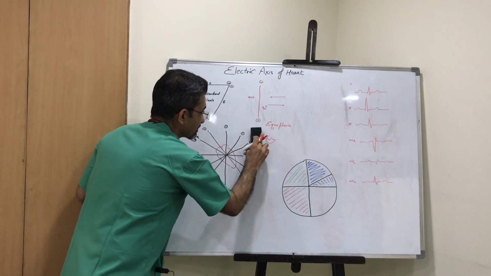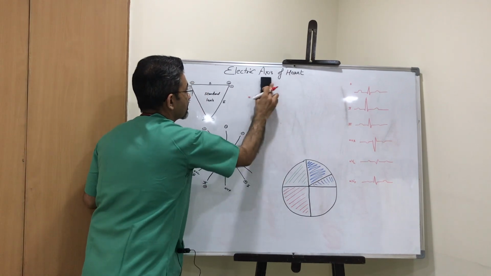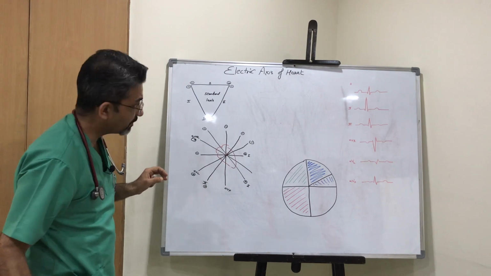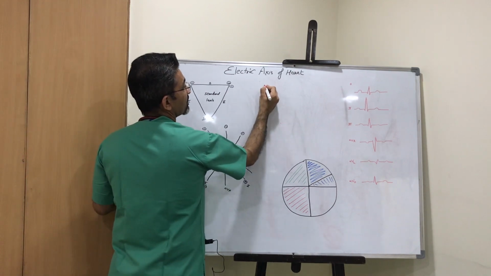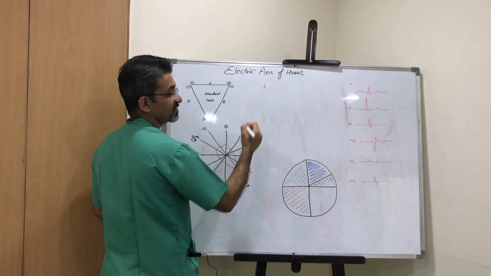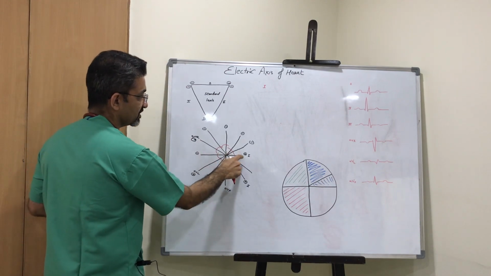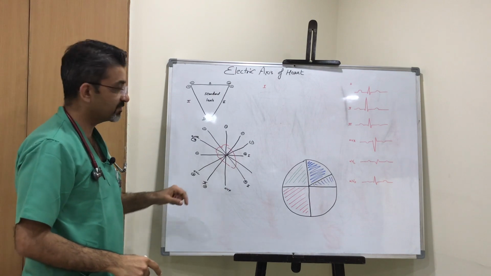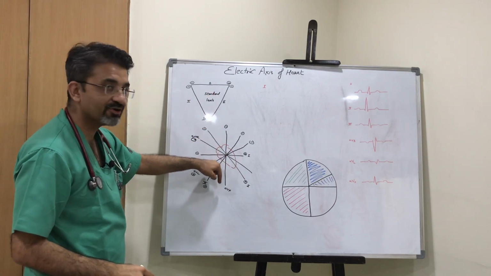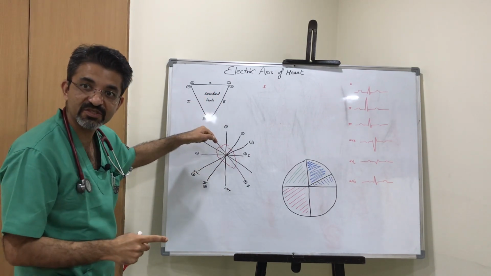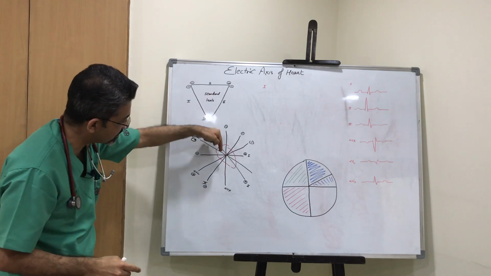So there is a relation. The relation is, if you have an equiphasic deflection in lead 1, that means the current is traveling perpendicular to lead 1. That means the current is traveling exactly in the direction of lead AVF.